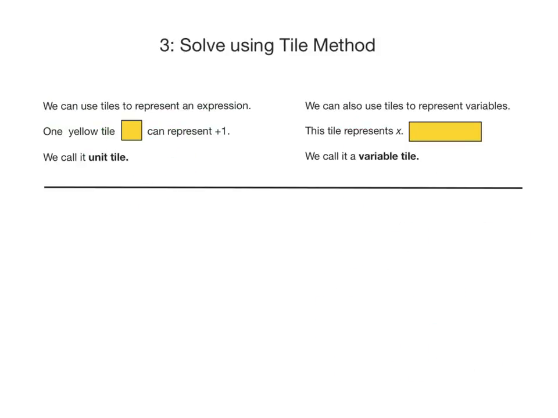So the third method of solving algebraic equations is by using something called a tile method. We can use tiles to represent an expression. One yellow tile, for example, can represent a +1, and this is what we call a unit tile. But we can also use tiles to represent our variables. So this tile, for example, would represent x, and this is what we call our variable tile.